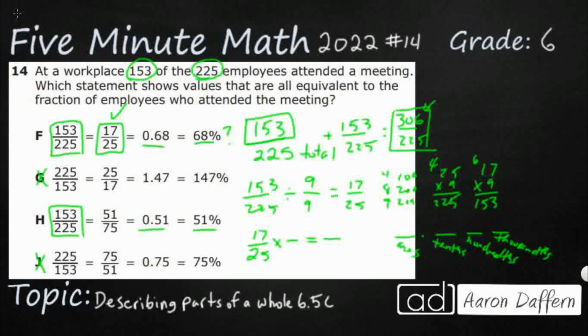And so, you know what? If I multiply this by 4, I can make an equivalent fraction, because 25 times 4 makes 100. So 17 times 4 is 68. And look at that, 68. So that's 68 hundredths, which is 0.68. Which is also the same as 68%. Yep, my answer here is F.